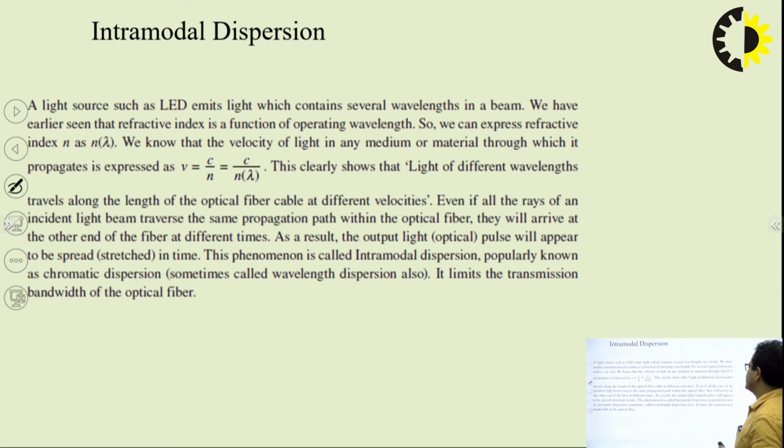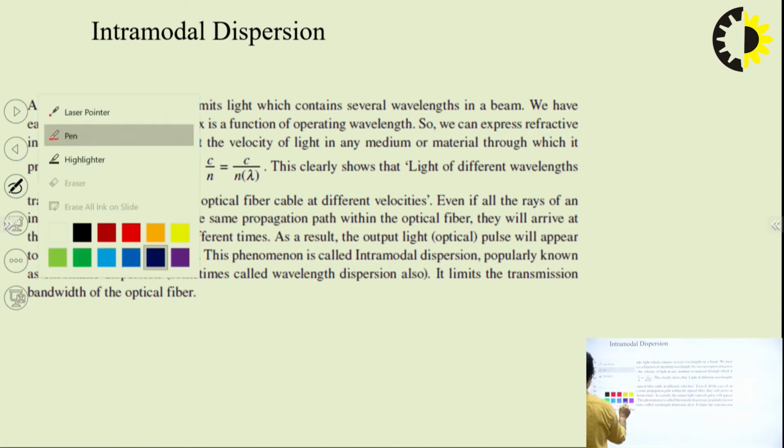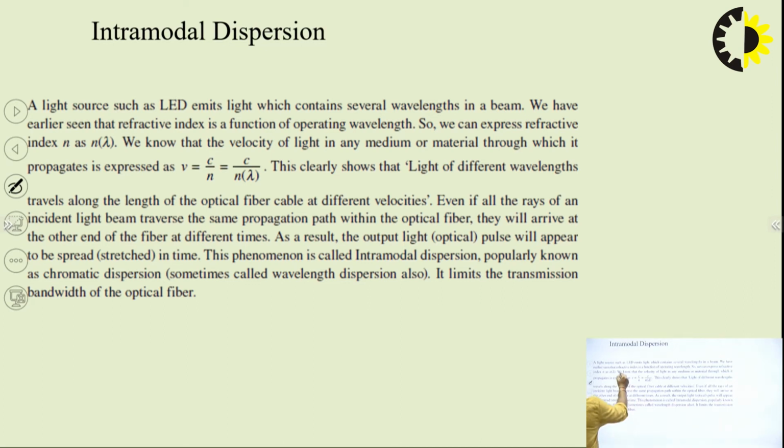So let us try to find out some important points in this intramodal dispersion. The important point here is that your light source has different wavelengths because of the finite spectral width. So if they have different wavelengths, they face a refractive index which is a function of the wavelength.